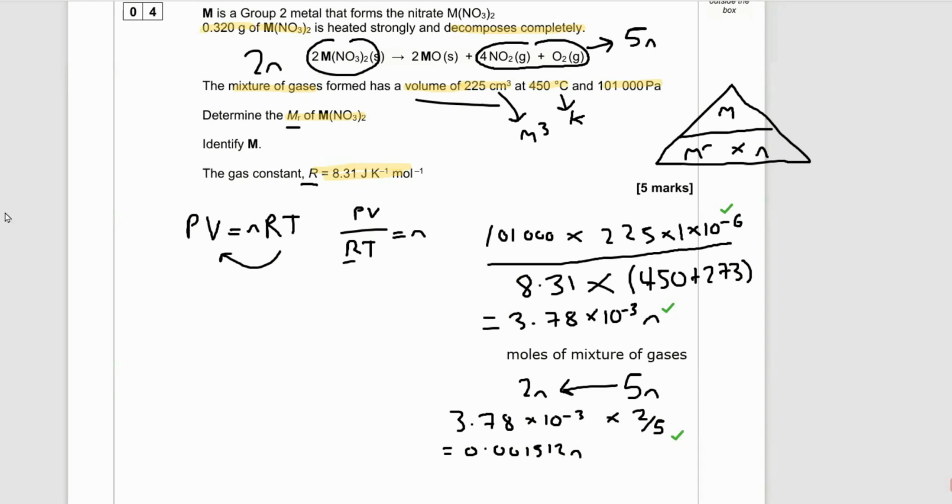Now, if you don't really understand that, you could work out the moles of oxygen. You could divide 3.78 times 10 to the minus 3 by 5 to find out how much 1 oxygen mole is. And then times it by 2 because it's in a 1 to 2 ratio with the metal nitrate. So you could do it that way as well.